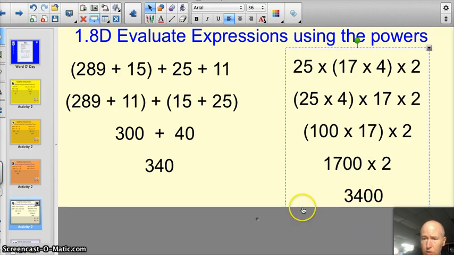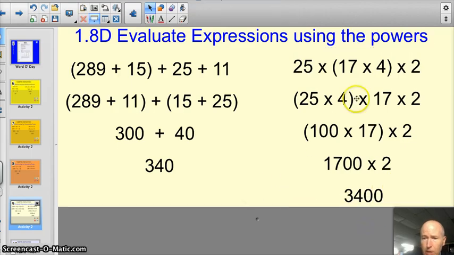And 3400. You start to apply the order of operations when you do this, but being able to group and move numbers around allows you a lot of flexibility, so you don't have to always get your calculator out or work on scratch paper to solve your problems. So, all right, let's keep moving here.